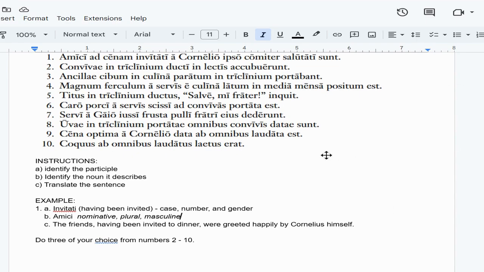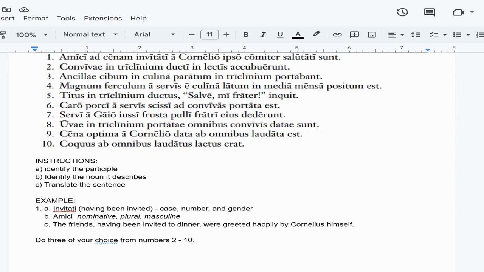Finally, I want you to translate the sentence. So the friends, that's my subject. Then I'm going to take my participle because it describes the subject, having been invited to dinner, and then verb, were greeted, salutati sunt, happily, comiter, and then I have an ablative agent here by Cornelius himself.